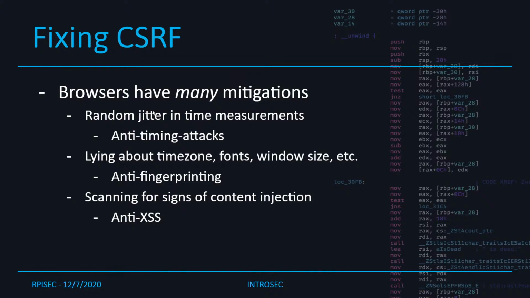So browsers have a lot of mitigations against websites being evil. You might remember hearing about Spectre and Meltdown a couple of years ago, and for that reason, browsers have random jitter in time measurements to prevent such timing attacks from happening. Firefox will lie about your time zone, your fonts, your window size, all these kind of things to prevent fingerprinting. Because if you gather enough of these unique data points, you could identify someone without ever giving him a cookie. And Chrome will notice signs of obvious XSS and actually just block the page in the first place.